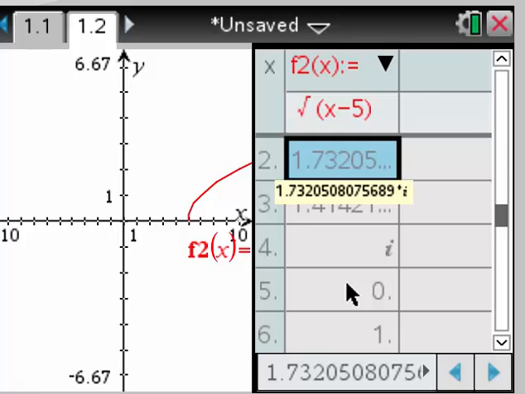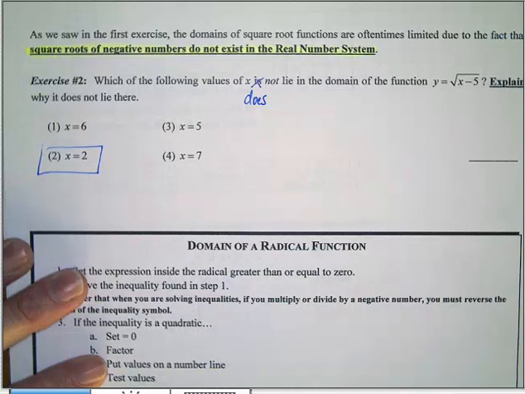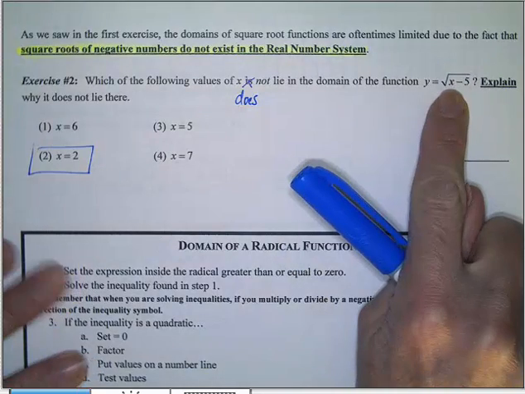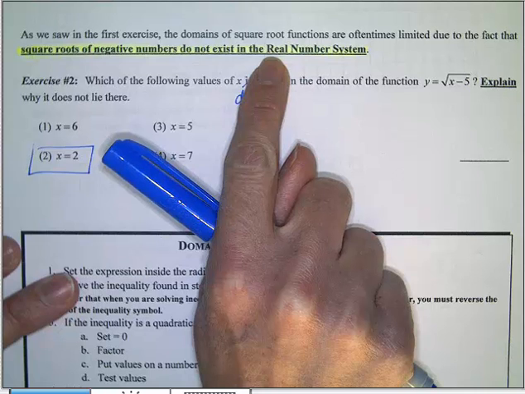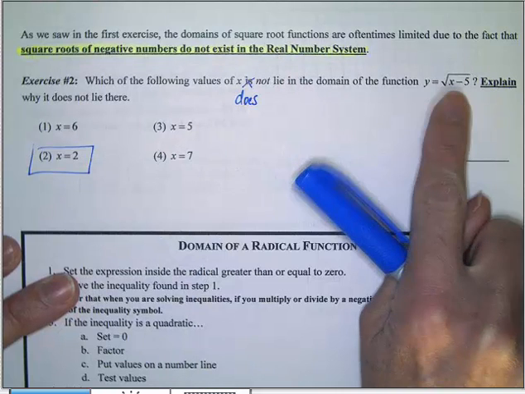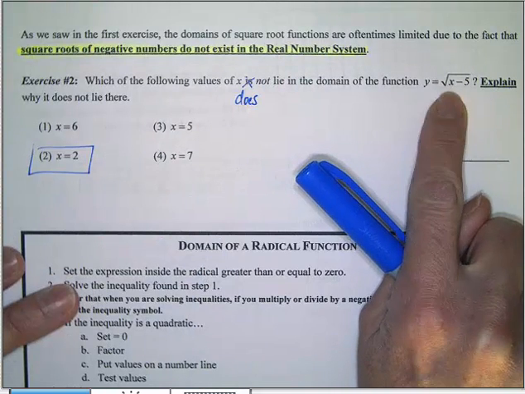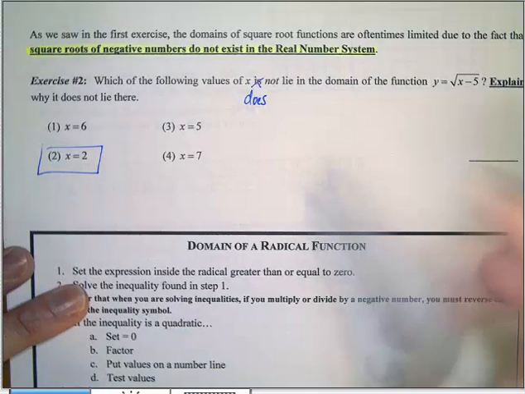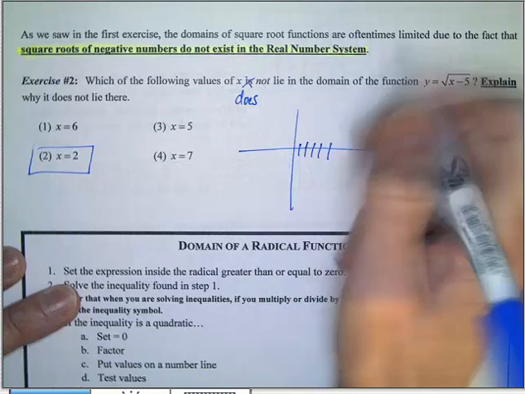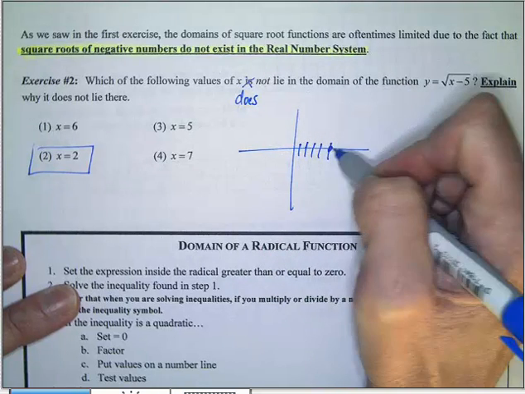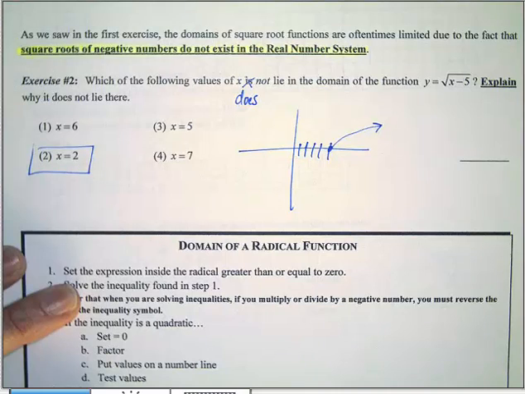Now in this question, we have to explain why. So let's look at this. It's a square root. This answer has to be real. So this answer under the radical has to be greater than 0. And when you graphed this, we saw that it was from 5 above.